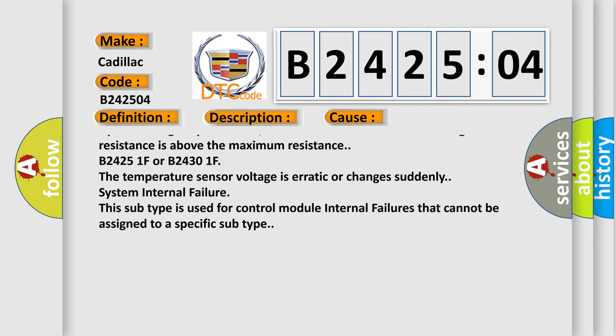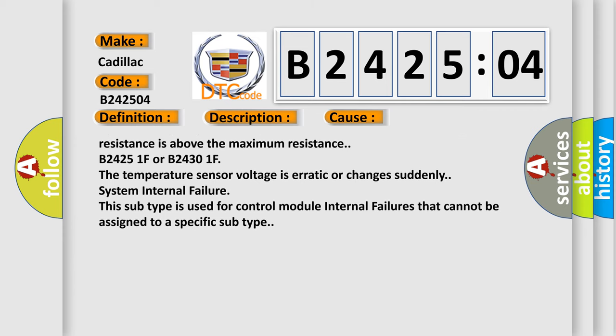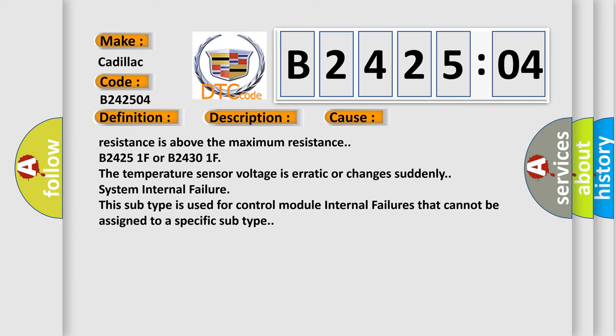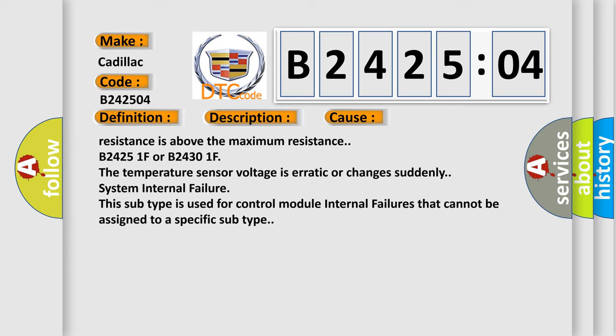B2425-1F or B2430-1F. The temperature sensor voltage is erratic or changes suddenly. System internal failure. This subtype is used for control module internal failures that cannot be assigned to a specific subtype.